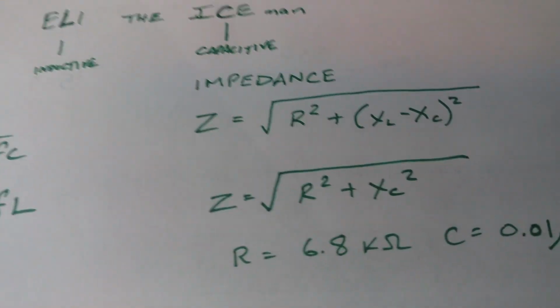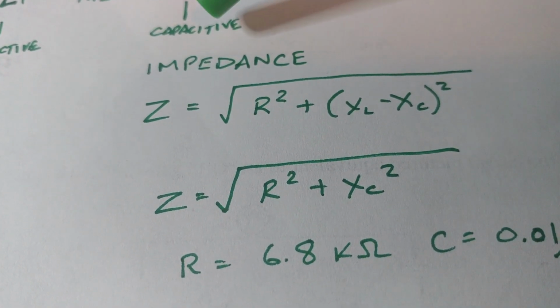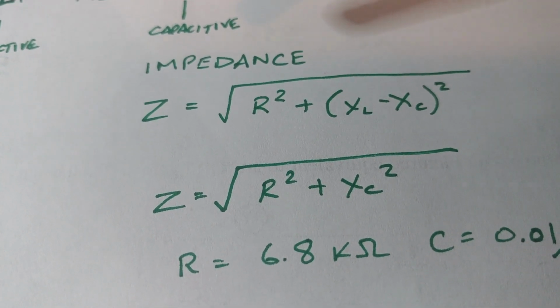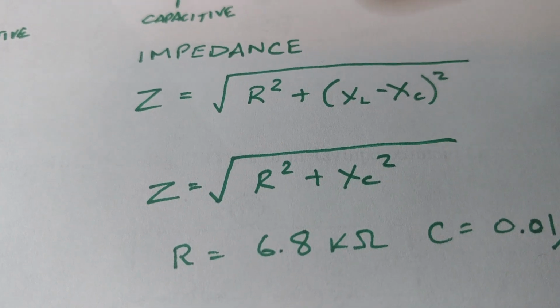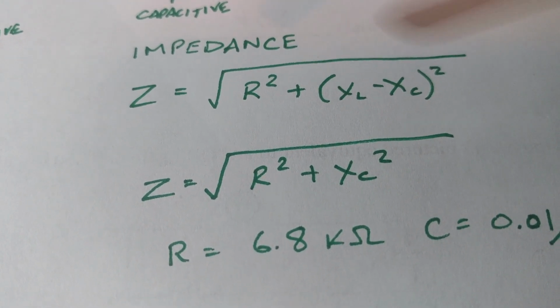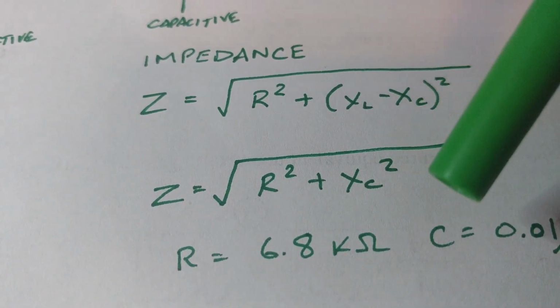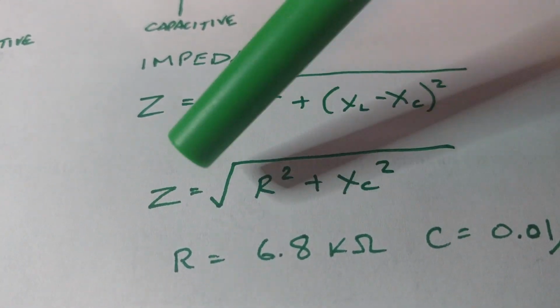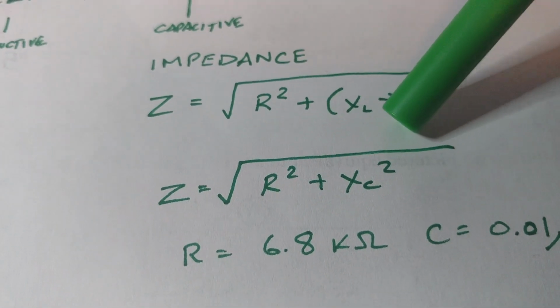So if you were to use the impedance formula here, Z equals square root of R squared plus parentheses XL minus XC squared. Let's remove the inductor, so we have no inductance, we're only using a capacitor, and we pretty much get the Pythagorean theorem, Z equals square root of R squared plus XC squared.